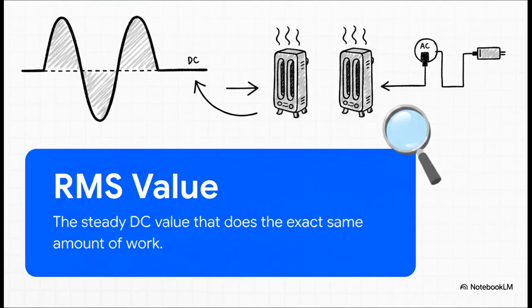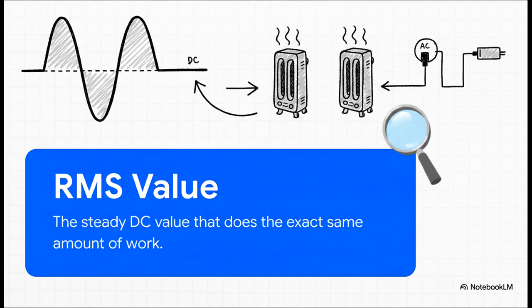So to solve this little paradox, we introduce the root mean square, or RMS. I want you to think of RMS not as some terrifying, complex formula to memorize, but really just as a helpful translator. It takes that complex, wavy, back and forth alternating current and translates it into a steady, direct current equivalent. As the simplified definition shows us, an alternating current delivers the exact same power to a resistance as a direct current equal to the RMS value.